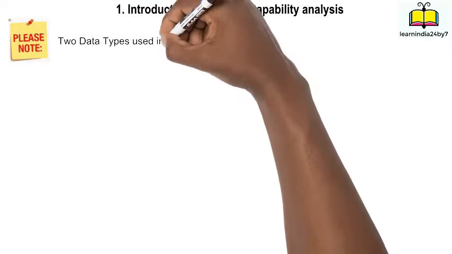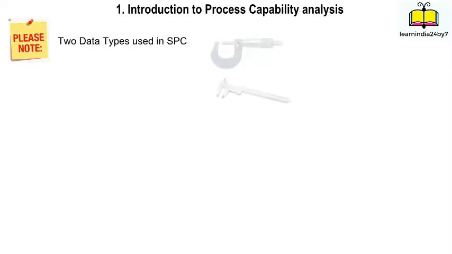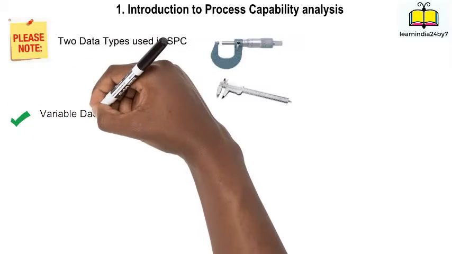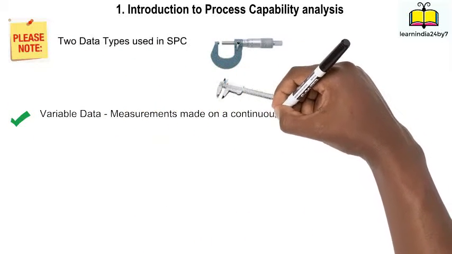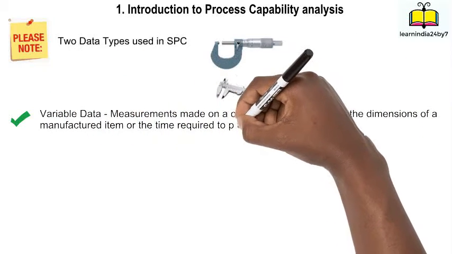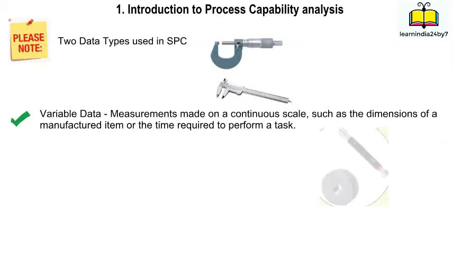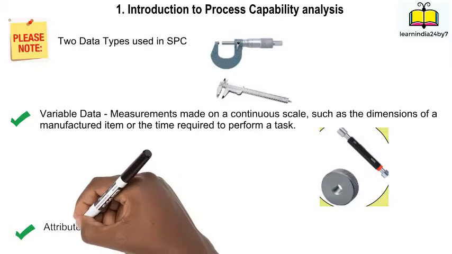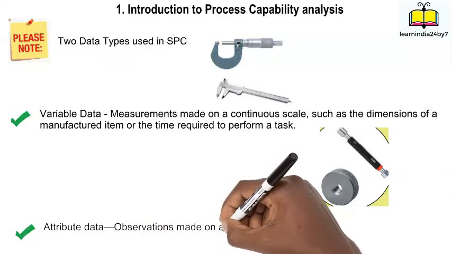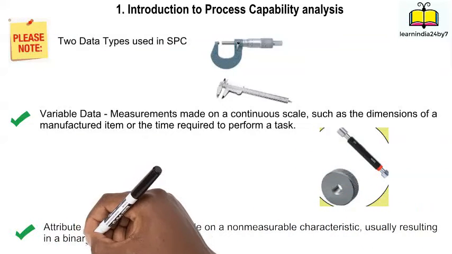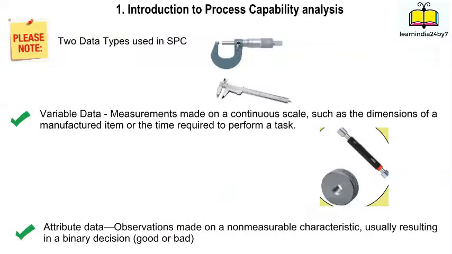Two data types are commonly used in statistical process control. In the case of variable data, measurements are made on a continuous scale, such as the dimension of a manufacturing item or the time required to perform a given task. In the case of attribute data, observations are made on non-measurable characteristics, usually resulting in binary decisions like good or bad, pass or fail.